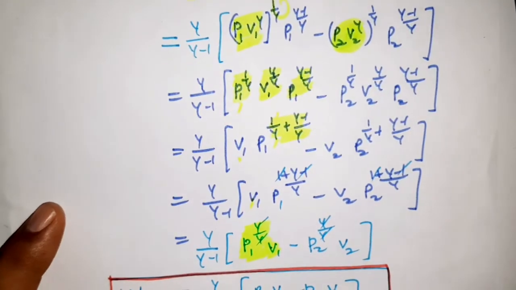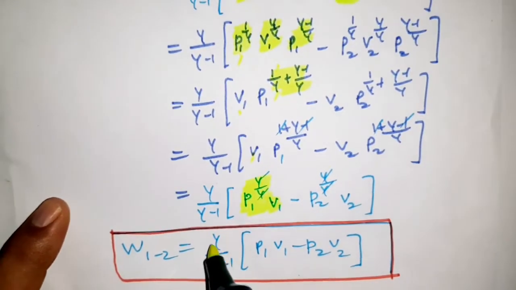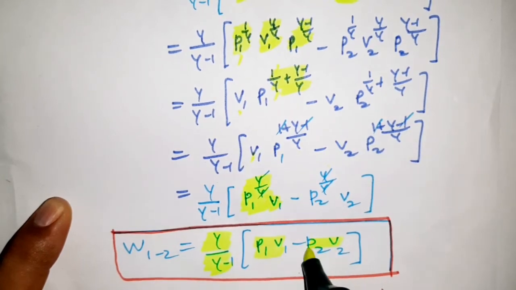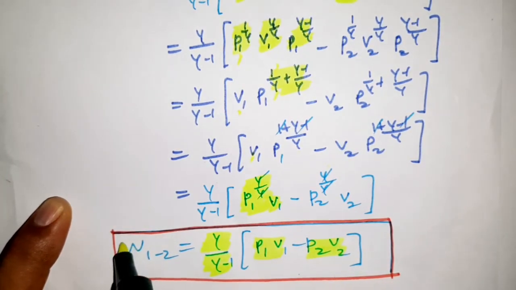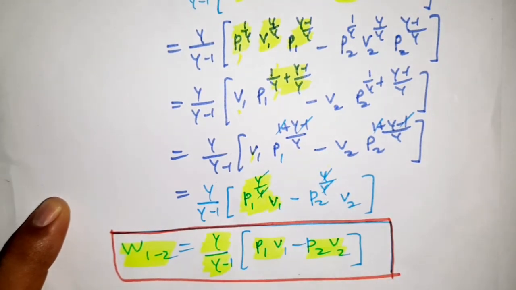So this will be equal to gamma upon gamma minus 1 in bracket P1 V1 minus P2 V2. So this is the work done during this adiabatic process for an open system.